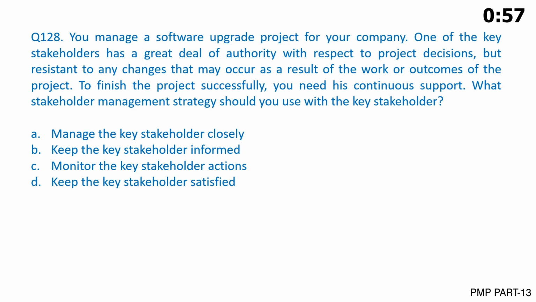You manage a software upgrade project for your company. One of the key stakeholders has a great deal of authority with respect to project decisions, but is resistant to any changes that may occur as a result of the work or outcomes of the project. To finish the project successfully, you need his continuous support. What stakeholder management strategy should you use with the key stakeholder?